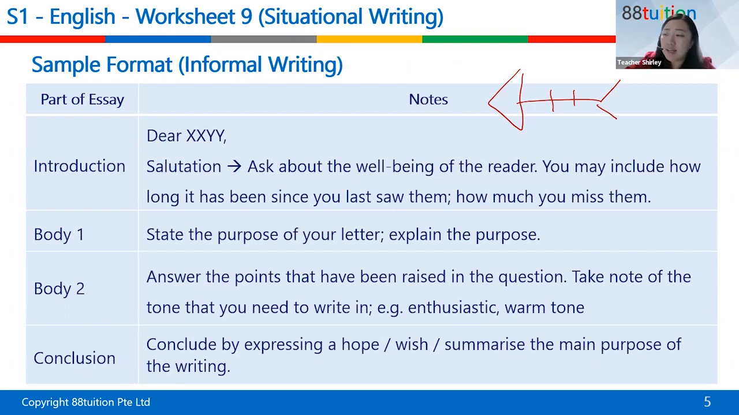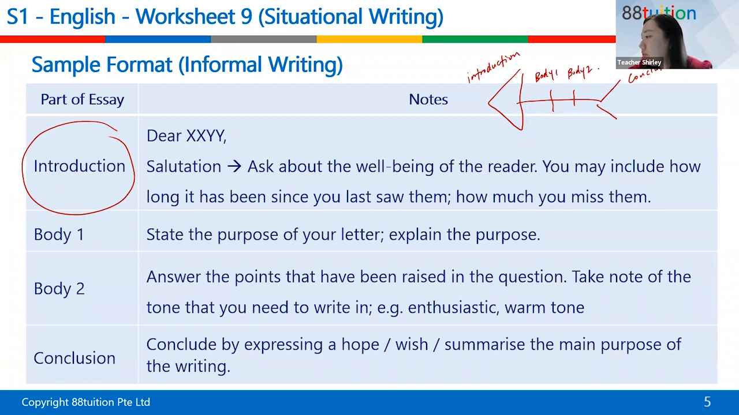Okay, so in this case, for informal writing, generally, you will always have an introduction. So it's like a fishbone, right? I draw a fishbone over there. The head of the fish skeleton is the introduction. The tail is the conclusion. Anything else inside is body paragraph 1, body paragraph 2, body paragraph 3, depending on the question. So this fishbone is basically the structure of the essay.